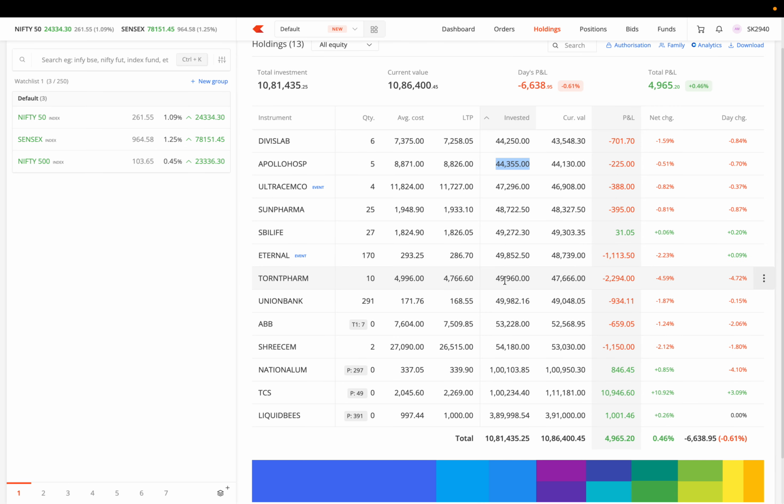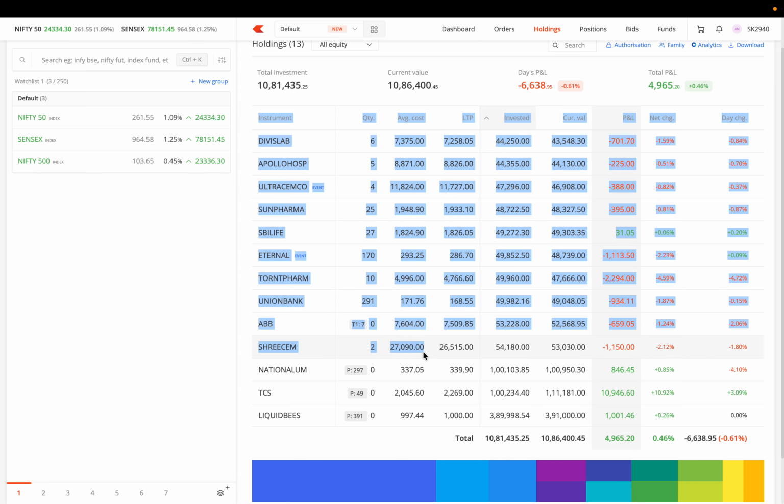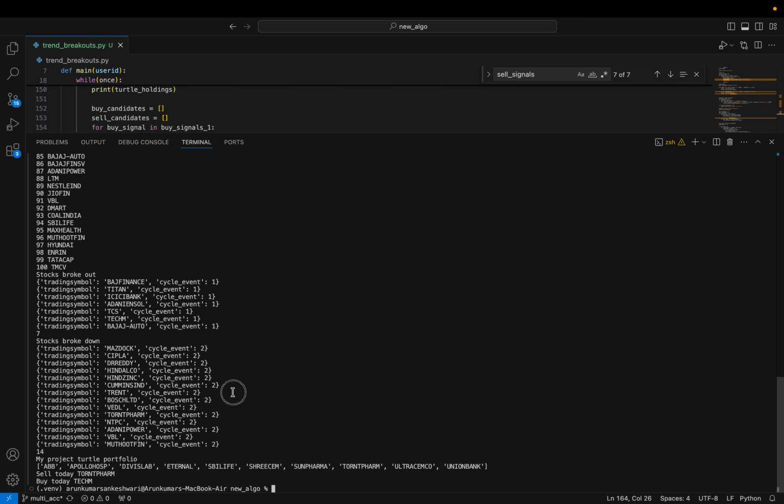So I'm just looking at stocks that I hold with the invested capital between 40,000 and 60,000, with the variance that I can hold. I can buy between 40 to 60,000. So with that I always get the 10 stocks, and then I look at those 10 stocks and I check, are they part of the breakdown list? And as you can see, there is one stock that has broken down which I hold. So I need to replace it, and for replacement you can see it has already told me to buy Techem, which is here.